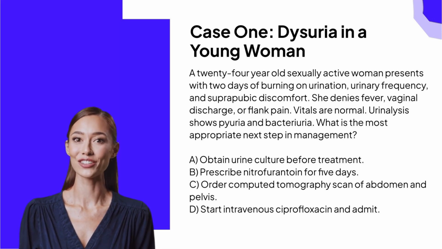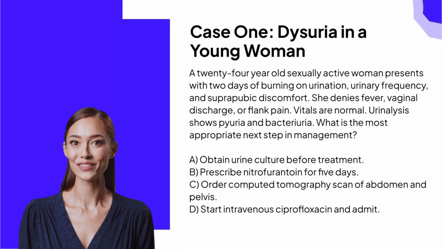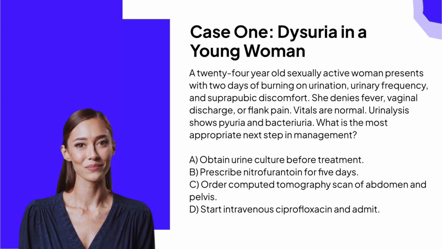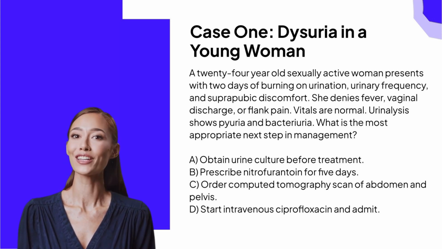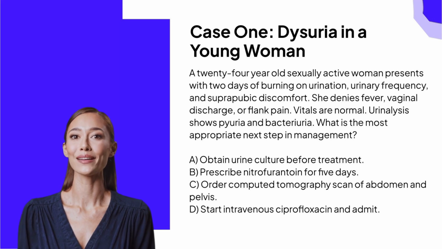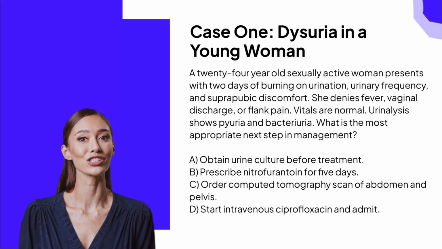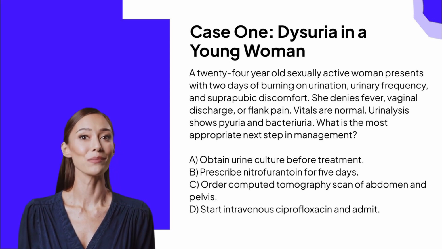Key details to notice: 24-year-old sexually active woman, 2 days of symptoms, burning on urination, frequency, suprapubic discomfort. She denies fever, vaginal discharge, or flank pain. Vitals are normal. UA shows pyuria and bacteriuria. What's your differential? What would you do first? The question asks for the most appropriate next step in management.